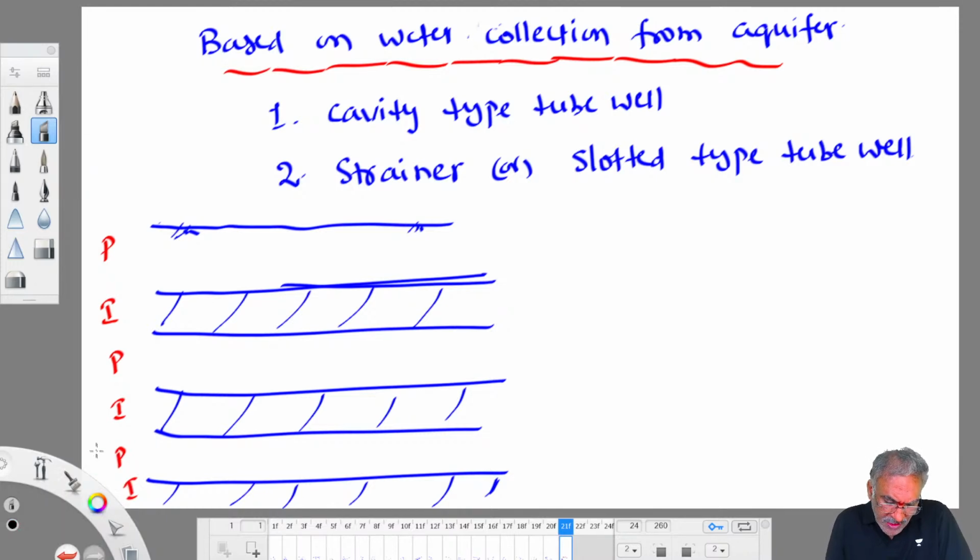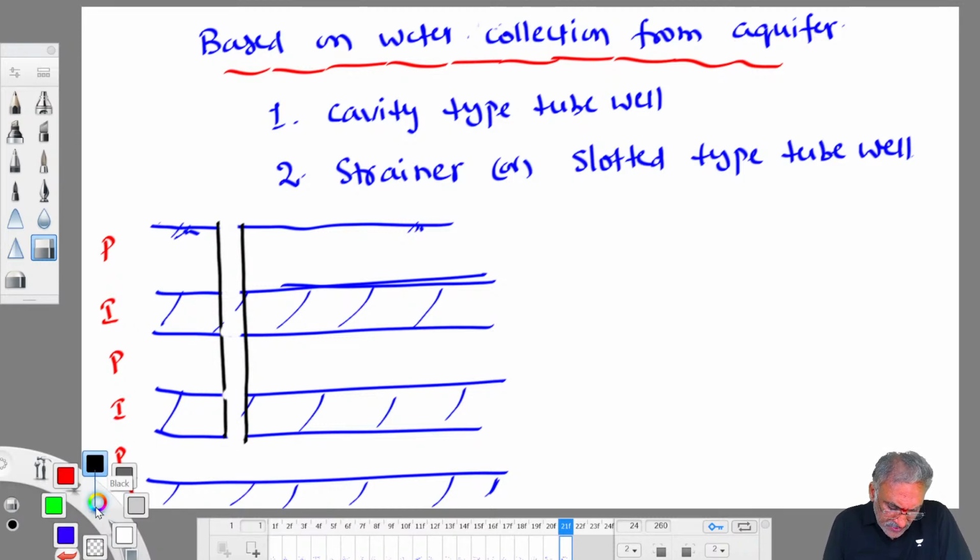Whereas cavity type tube well is driven into the ground such that a cavity is made at the bottom, a big cavity happens at the bottom. This is a well. Cavity is nothing but a big hole. So technology is there to drill a big hole at its bottom. This is called cavity.